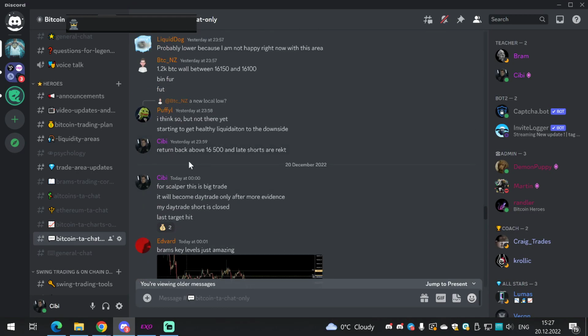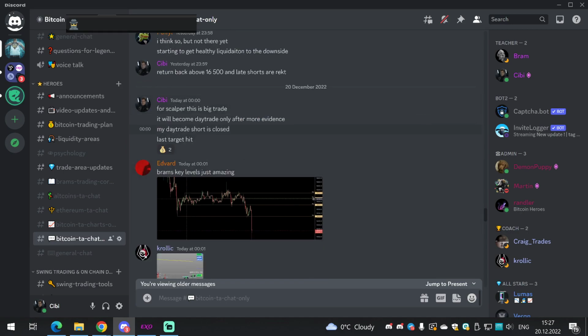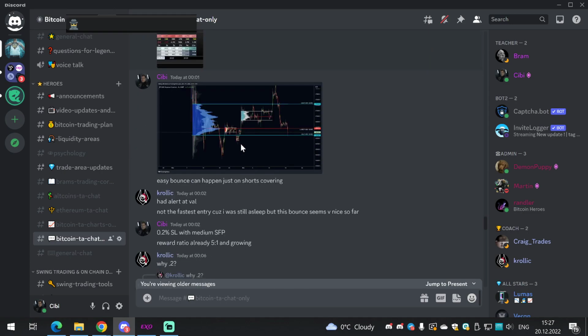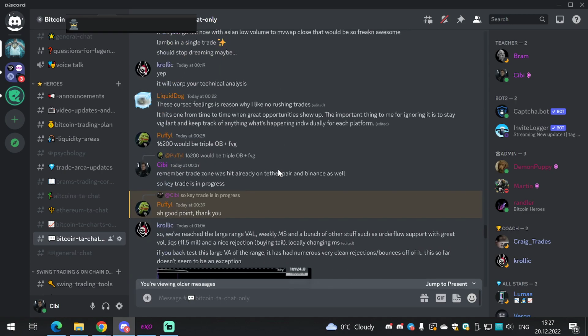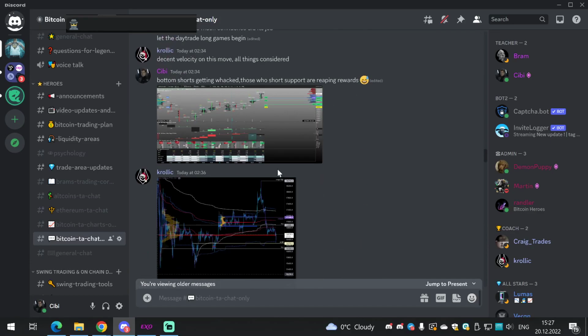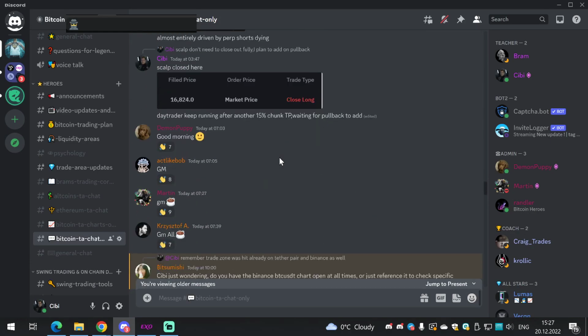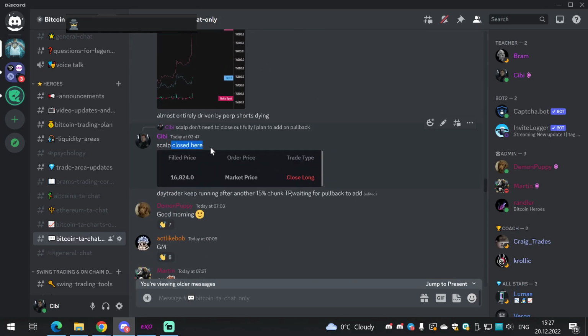Let's go. I was saying return back above 16,500 and late shorts will be wrecked. Yeah, that's what happened. We did wreck them. For scalper, this is a big trade. It will become day trade only after more evidence. My day trade short is closed. Last target hit. That was also important because of this VAH. I just want to show you where I closed the... Yes, here it is. Scalp closed here, 16,824.